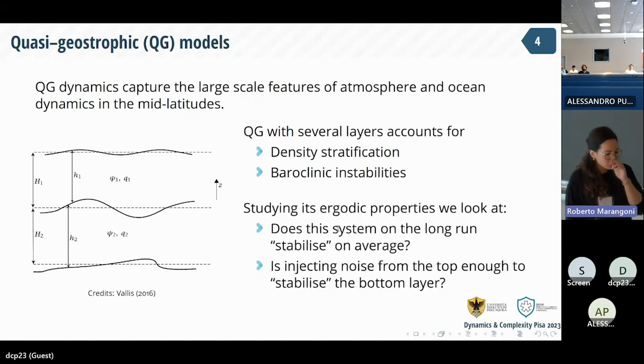Again, just to reiterate, we study the ergodic properties of this model because we want to understand if the system stabilizes, in a sense, on average. More specifically, with the configuration of the noise that we want to consider, we want to understand if injecting noise or uncertainty on one layer is enough to stabilize also the other layer. So, understanding the actual influence of a stochastic wind forcing on currents, or the behavior in general of the entire ocean when you force only from the top.